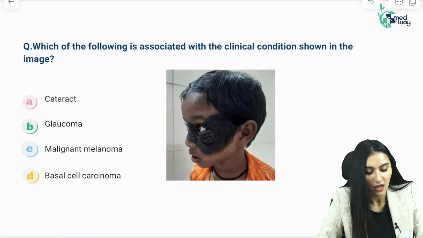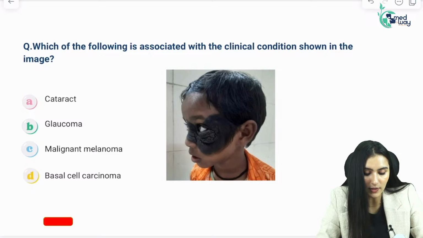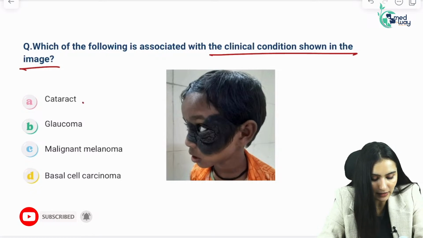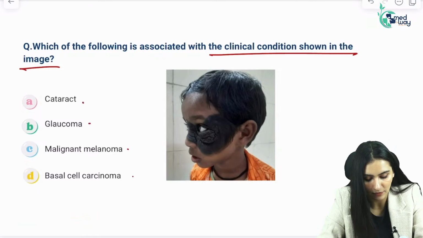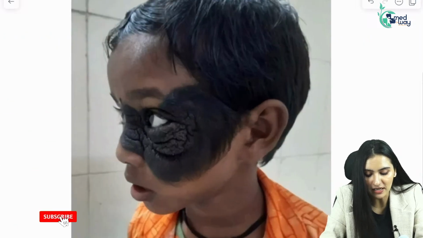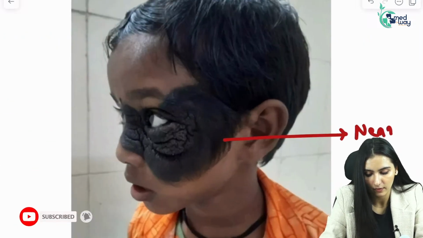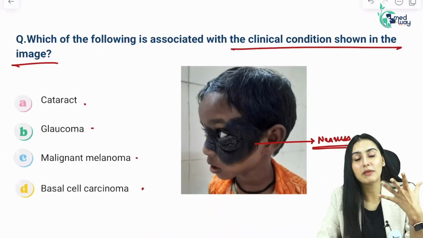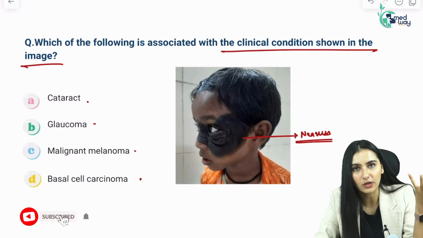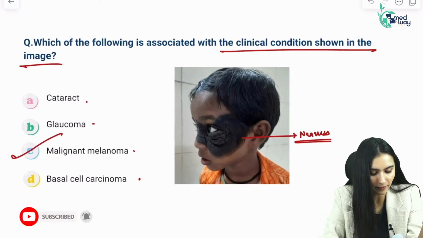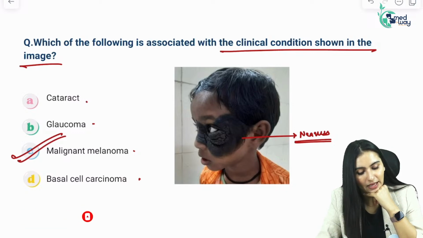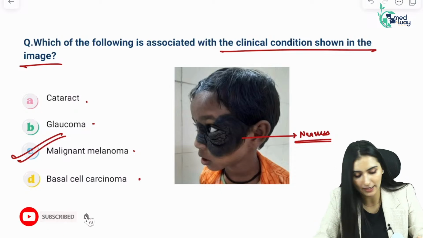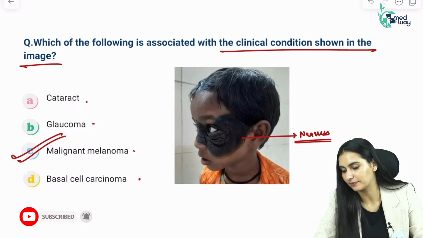Syphilis is good. Okay. Which of the following is associated with the clinical condition shown in the image? Okay. Cataract, glaucoma, malignant melanoma, PCC. What is it? Is it not a very big nevus? If it is a very big nevus, the big nevuses have a tendency to get converted into a malignant melanoma. Okay. So that is why if the clinical condition shown in the image, what can be the association with the nevus like this? It could be malignant melanoma. Everybody knows the answer. Great.